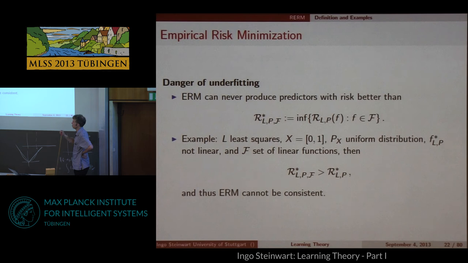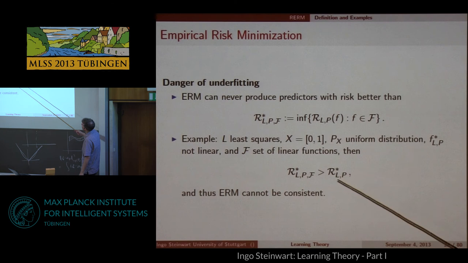We consider the least square loss, the unit interval, and the uniform distribution on the unit interval as the input space, and then consider the conditional expectation, because we deal with the least square loss, which is not linear. So for example, this line here.